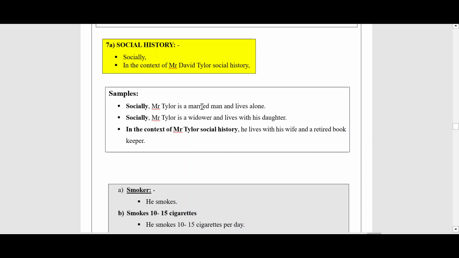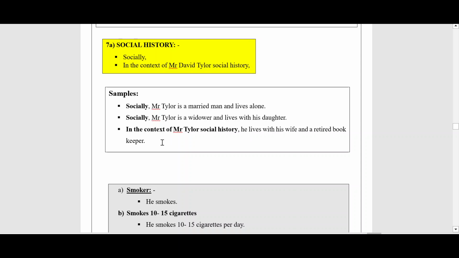You can say that if their case note mentions he is married and lives alone, you can write that in the social history, then Mr. Tyler, or any name mentioned in the case note, is a married man and lives alone. Or else, socially Mr. Tyler is a widower, if it is mentioned in the letter, and lives with his daughter. Or else, in the context of Mr. Tyler's social history, you can write that also. He lives with his wife and is a retired bookkeeper.